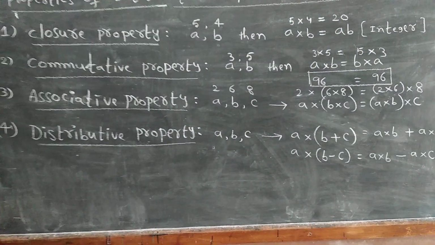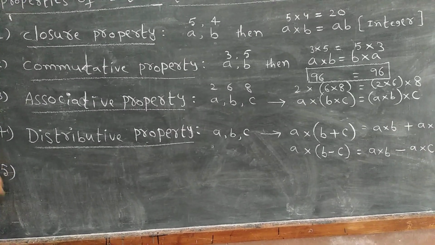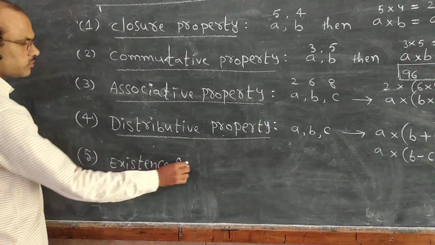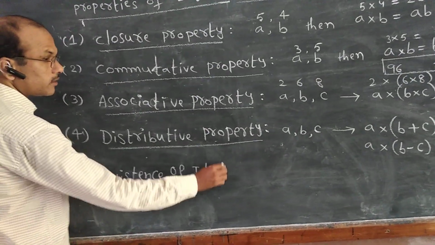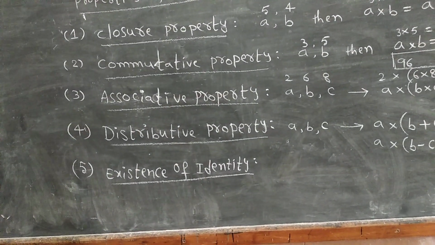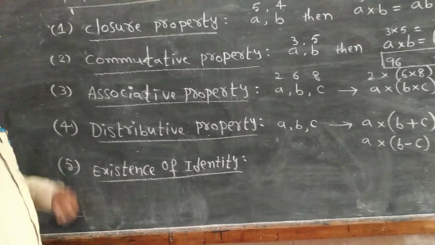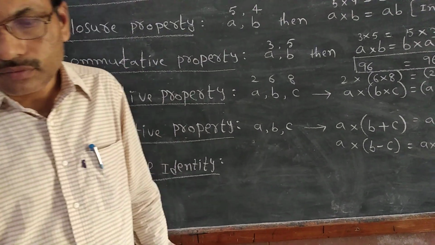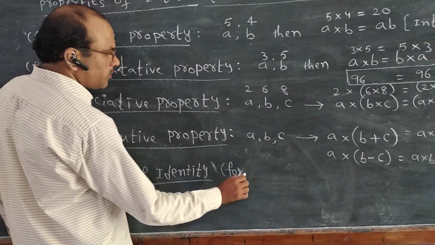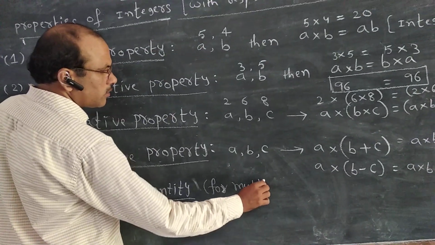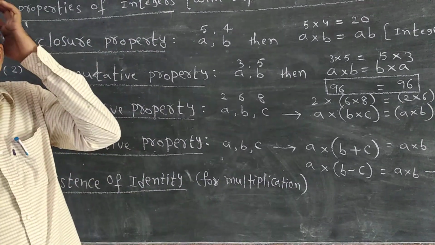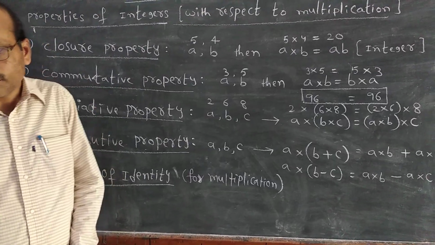The next property is the identity property, existence of identity. Existence of identity is, that is multiplicative identity. Existence of identity for multiplication.